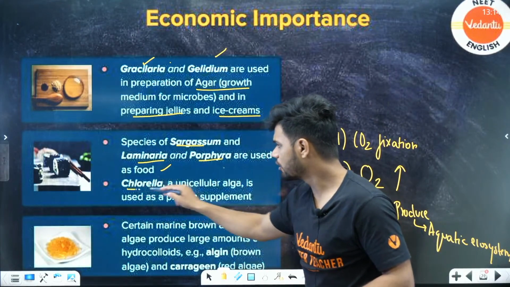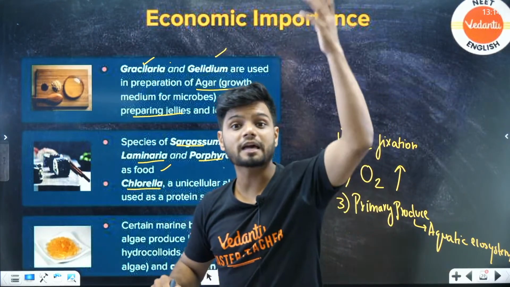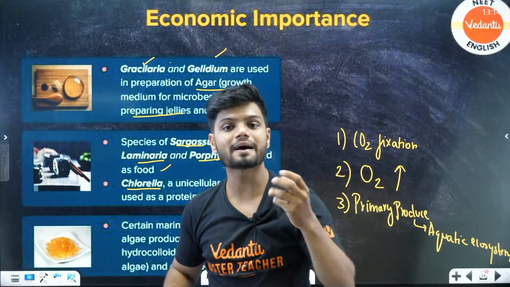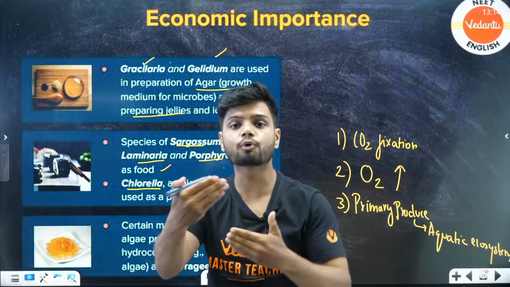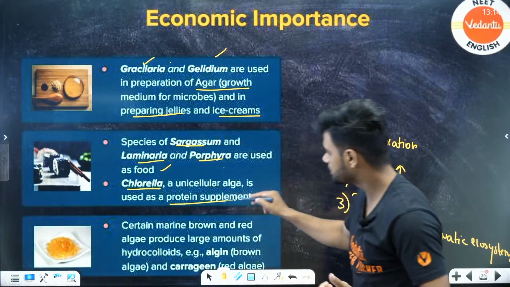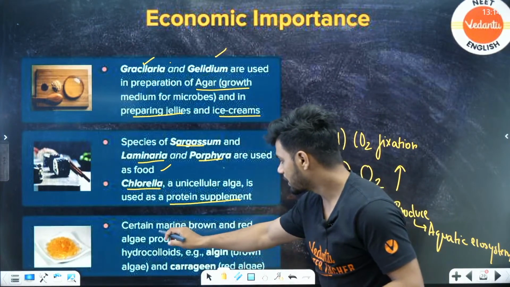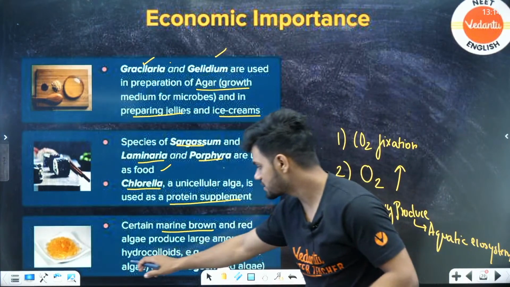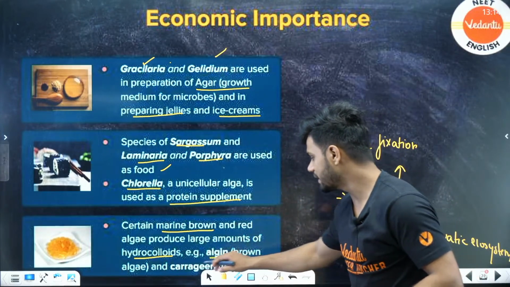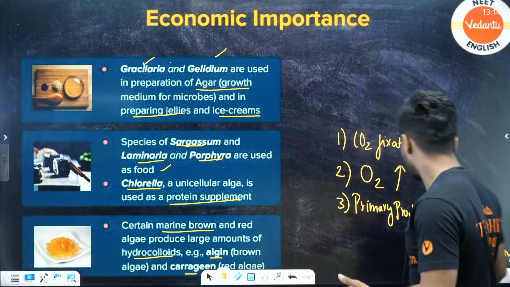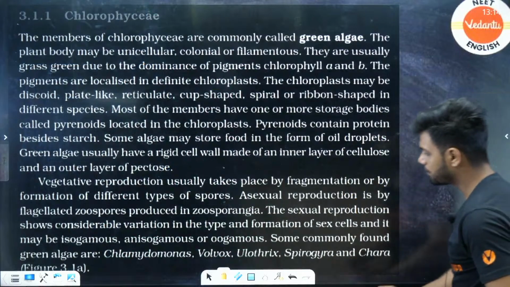Then we also have Chlorella, which is called space food. It is eaten by astronauts because it has a lot of protein in it, a protein supplement. Then we also have marine brown algae and red algae, which produce hydrocolloids like algin and carrageen. That is their economic importance.